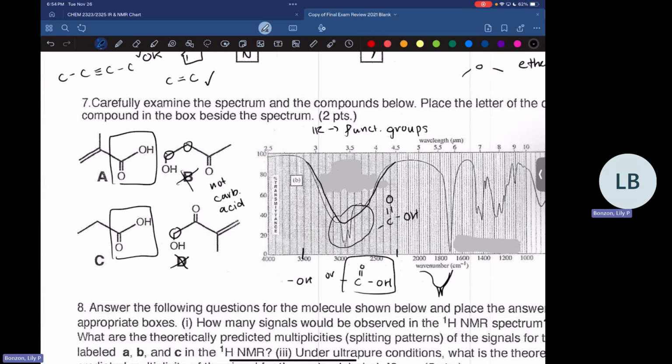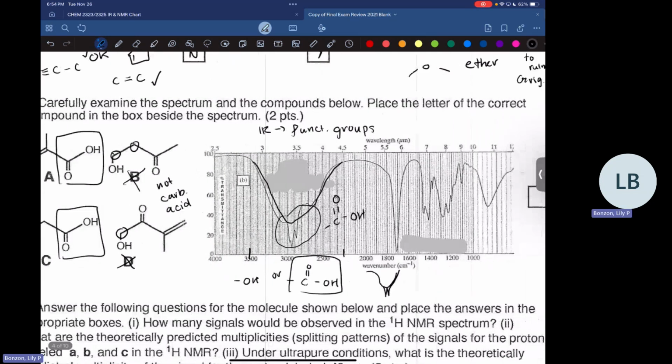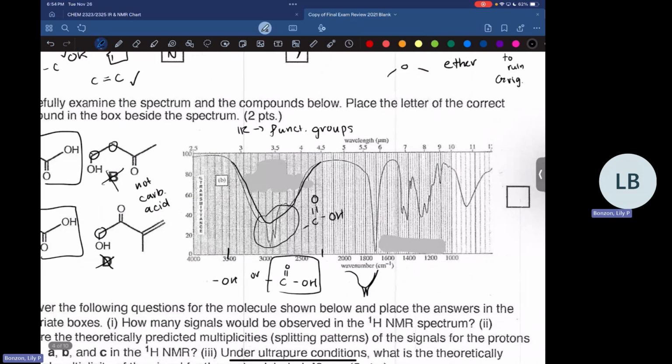So now the only difference between A and C is we have a C double bond C in A. So our C double bond region is going to be in 1600 to 1800. We're going to look here. And so we do see that we have a peak.